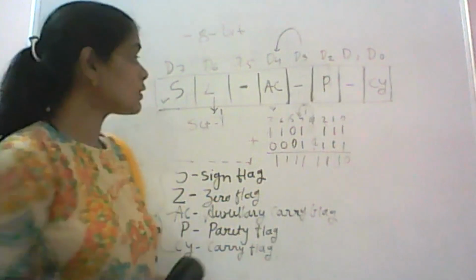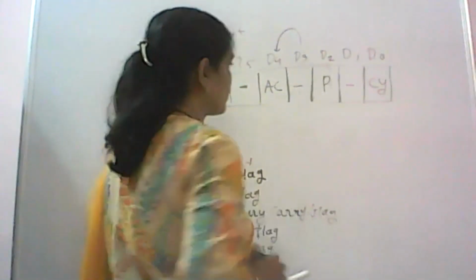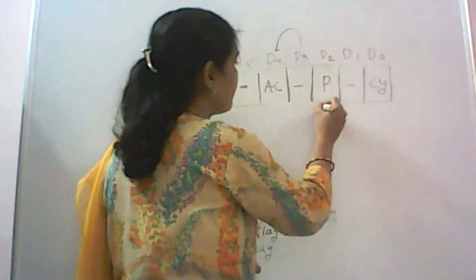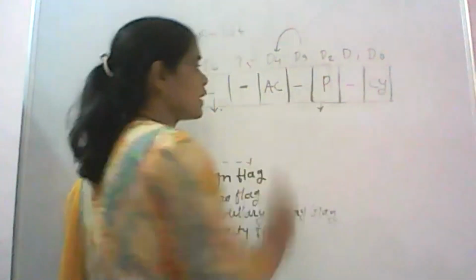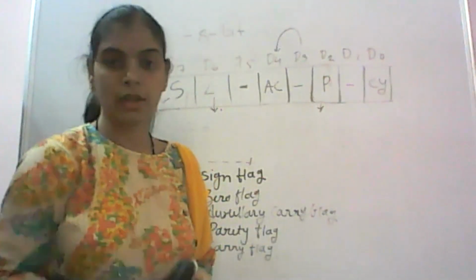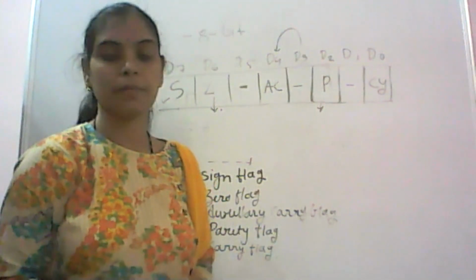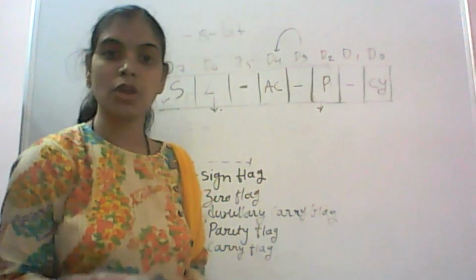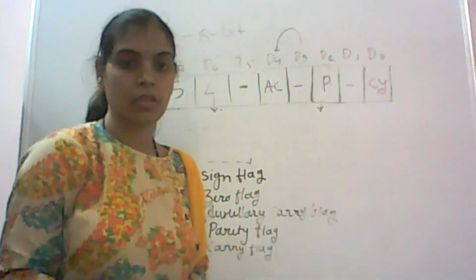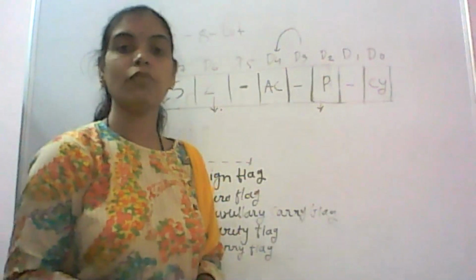Okay. Now next flag is a parity flag, denoted by P. Parity flag is set to 1 if result in accumulator has even number. Accumulator में क्या store होगा? Even number. Even number of ones. You can count even number of ones.